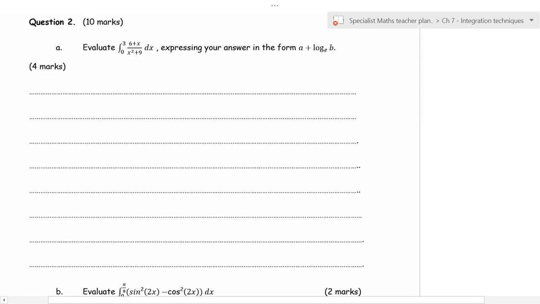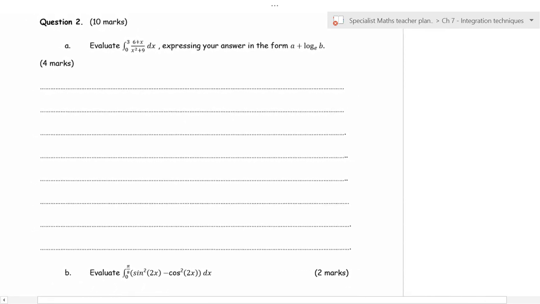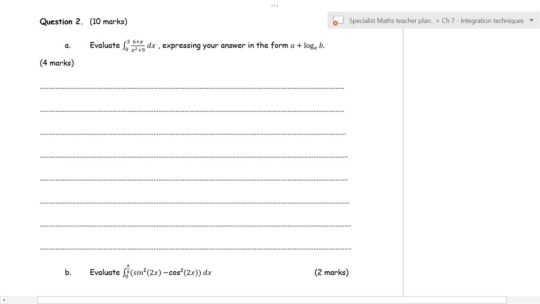Now, we've got over here, first of all, when you look at this, what students are going to automatically think is, oh, the derivative of x squared plus 9 is 2x. And then they're going to try and somehow manipulate it. No. You need to split this up.